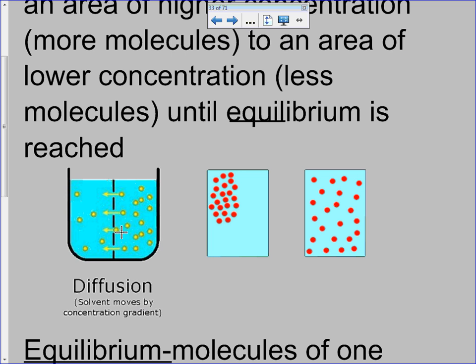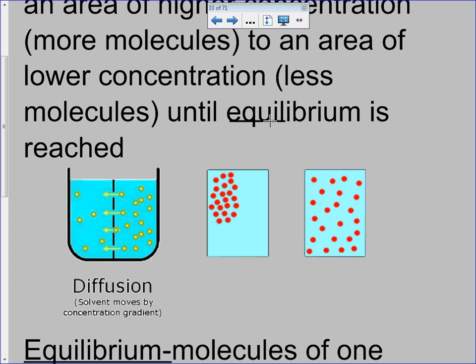Outside the cell, it's very highly concentrated, and the molecules are slowly diffusing into an area of lower concentration, which is inside the cell. We need oxygen to stay alive. Here's my perfume example: when you first spray the perfume, it's in a very highly concentrated area, and it slowly spreads out to these areas of low concentration until equilibrium is reached.